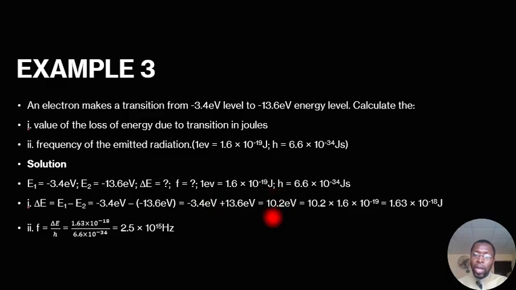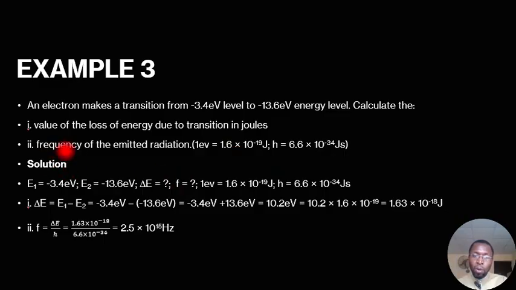And converting electron volt to joule, we multiply it by the conversion equation, that 1 electron volt equals to this. So we multiply 10.2 electron volt by 1.6 times 10 to the power minus 19. When we do that, we'll be having our loss of energy to be 1.63 times 10 to the power minus 18 joules, while in electron volt it is 10.2 electron volts. So we need to convert it to joule because we have been given the conversion formula.